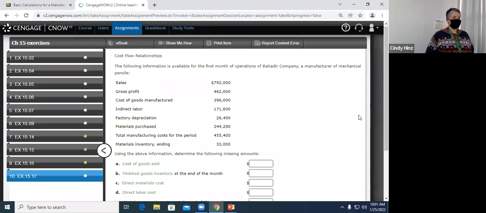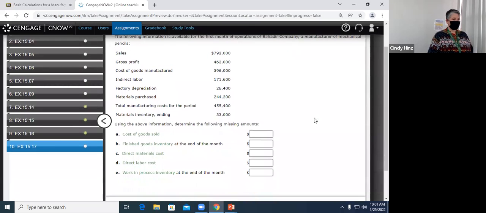So this exercise again is to just make sure that we're reinforcing these cost flow relationships through the inventory accounts on the balance sheet and then by cost of goods sold over to the income statement. I think these are going to be fairly straightforward, simple single step calculations to get each one of these as long as we go through it step by step. So let's try that. So what is our cost of goods sold?